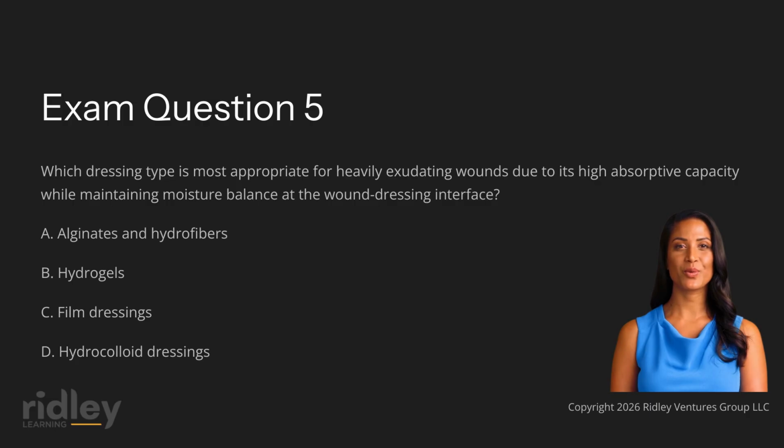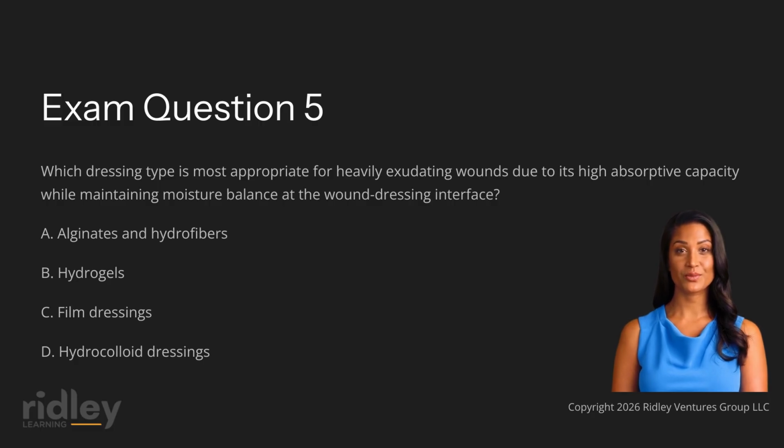Question 5. Which dressing type is most appropriate for heavily exudating wounds due to its high absorptive capacity while maintaining moisture balance at the wound dressing interface? The correct answer is A, alginates and hydrofibers. Rationale. Managing exudate is one of the central challenges in wound care, and dressing selection must match the wound's moisture profile. Alginates are derived from seaweed-based calcium alginate fibers, and hydrofibers are composed of sodium carboxymethyl cellulose. Both materials share a key property.